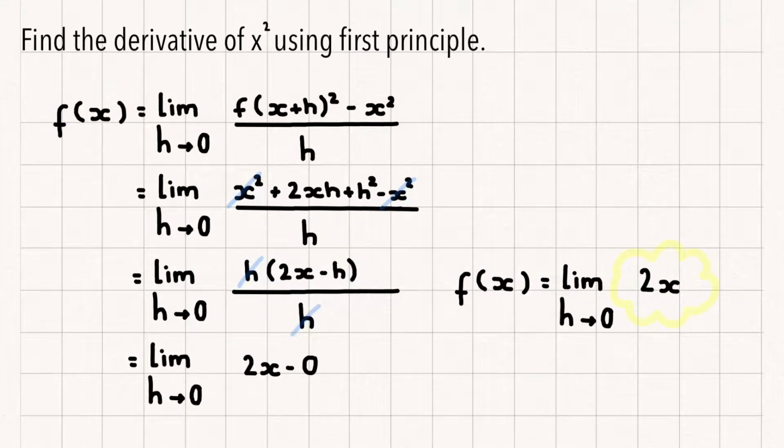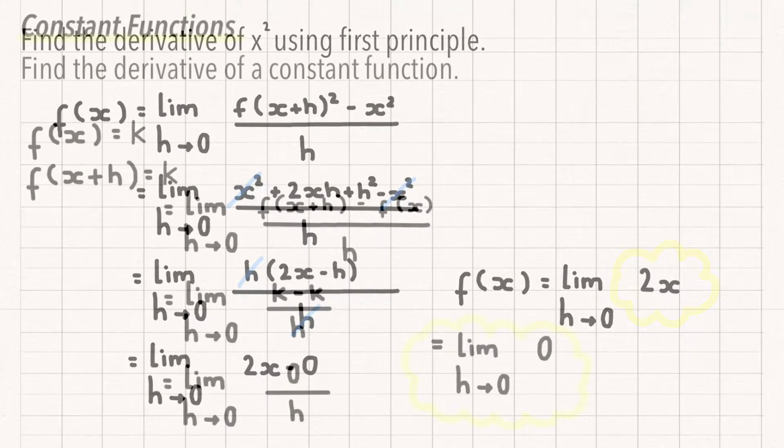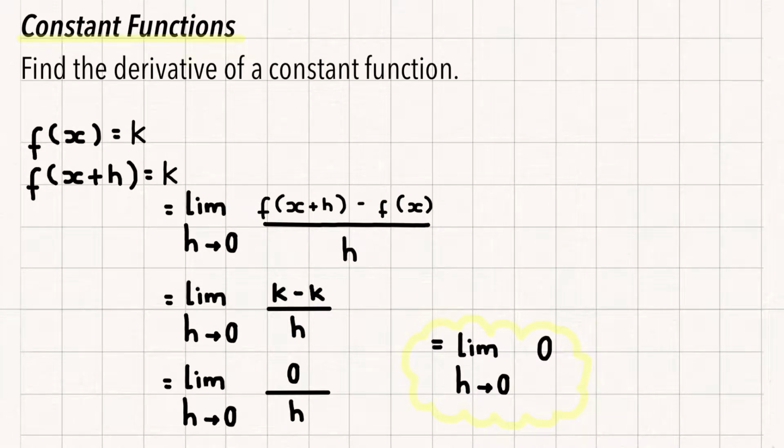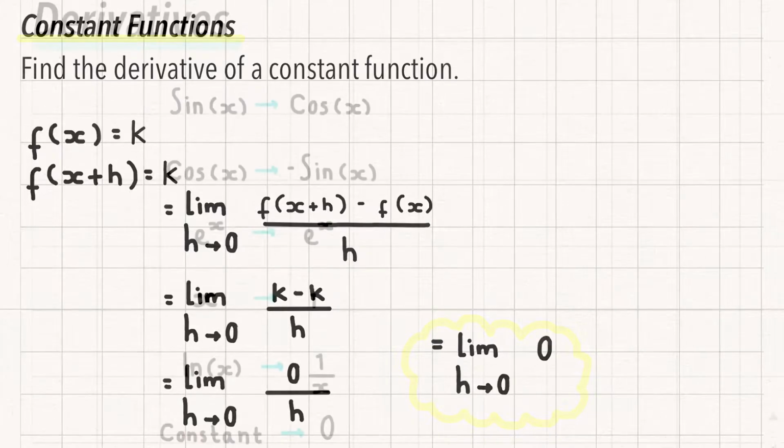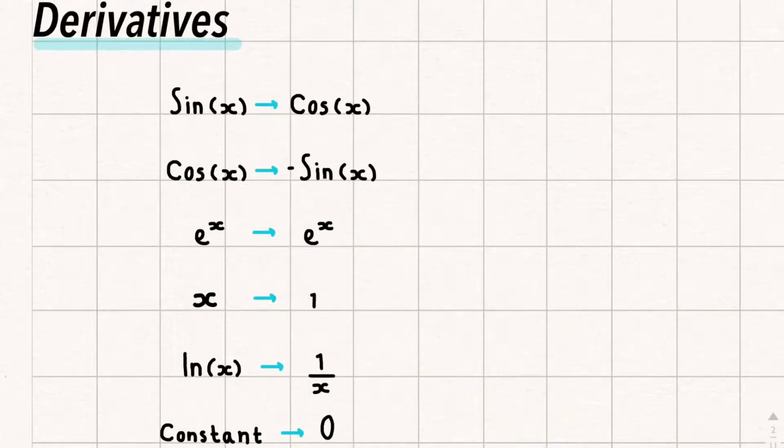In this case, by using the formula of the first principle, we were able to determine that the derivative of x squared is 2x. The formula of the first principle also allows us to confirm that the derivative of a constant function is equal to 0. Here's a list of the most important derivatives.